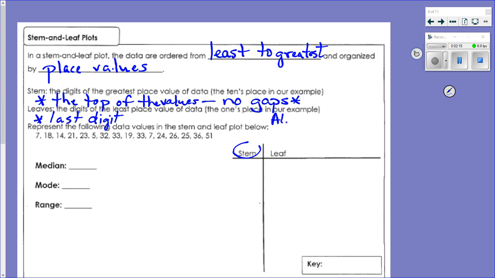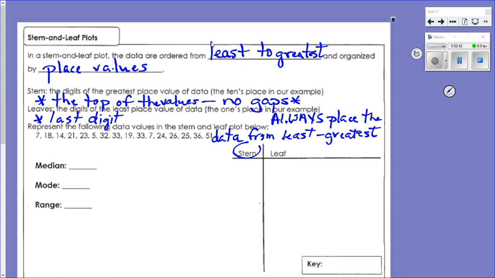Let me add one more note on this. The first thing we are always going to do when we're building a stem and leaf plot is place the data from least to greatest. That's going to be our first step on every single one of these data sets. You have to get your data organized before I can build a stem and leaf plot.